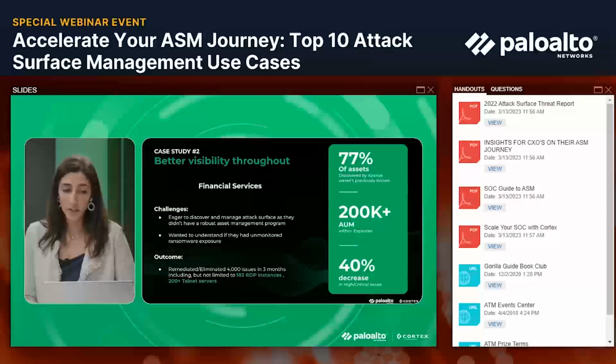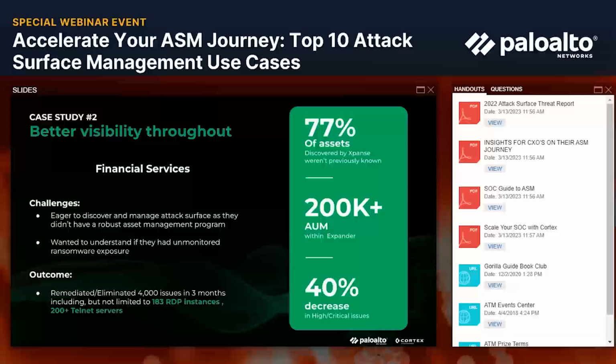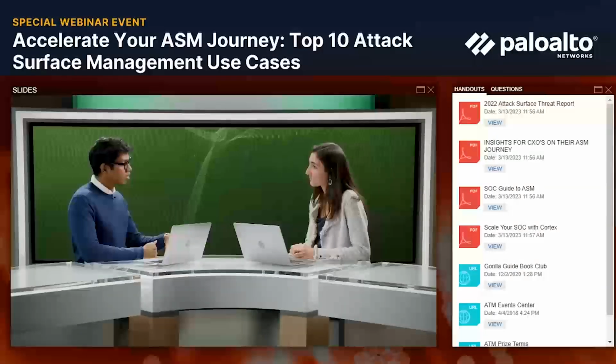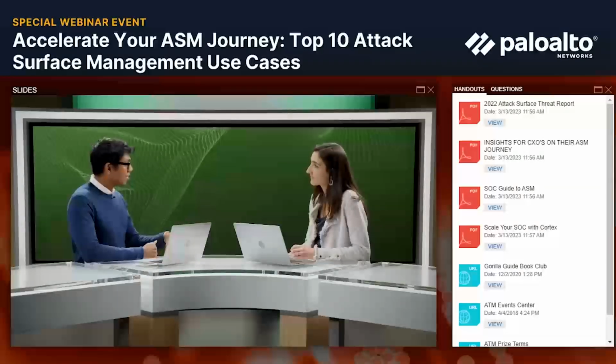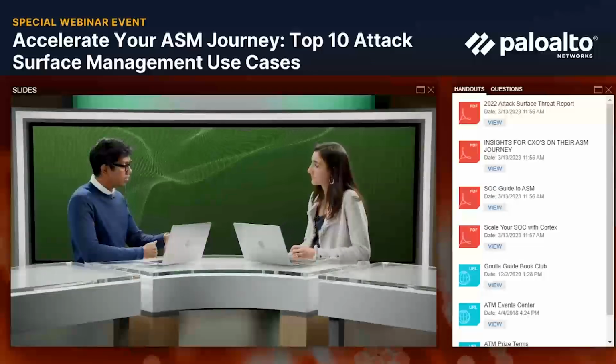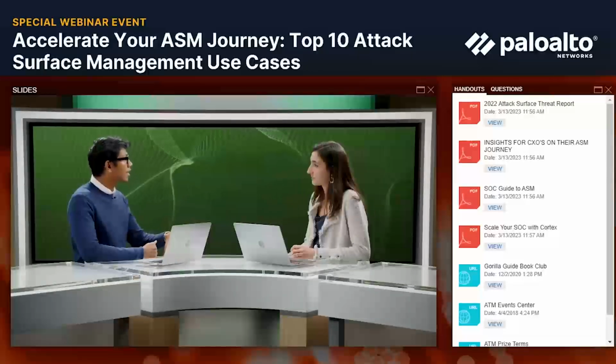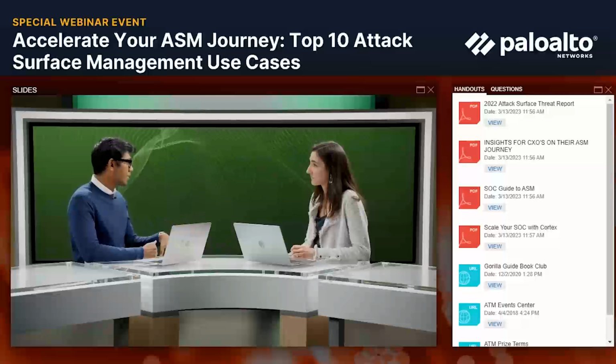So this particular company in financial services, they wanted to take a deeper look at their ransomware exposures. So we found that 77% of their assets were completely unknown to them. We also remediated 4,000 issues in just 3 months, including a number of RDP instances and also telnet servers. 77% of their network, so nearly 2/3 of their network they did not have visibility into. And with Xpanse, they were able to gain that visibility to bring all of these assets under management.